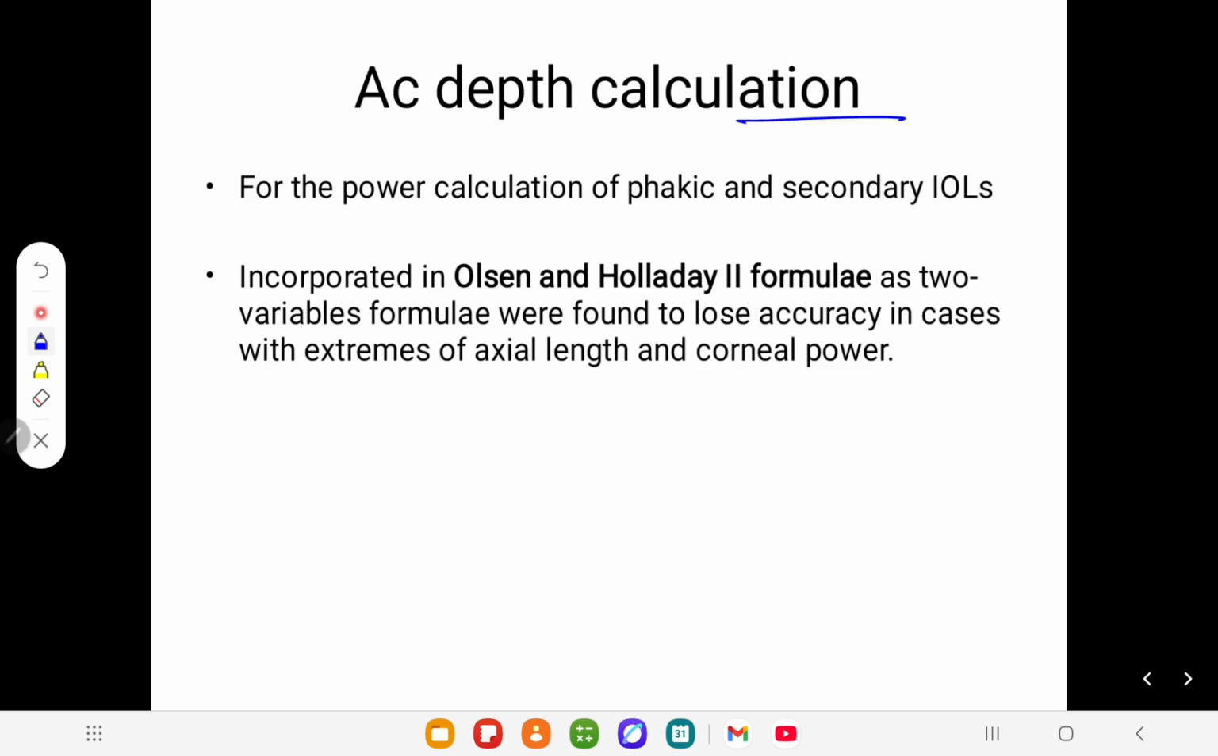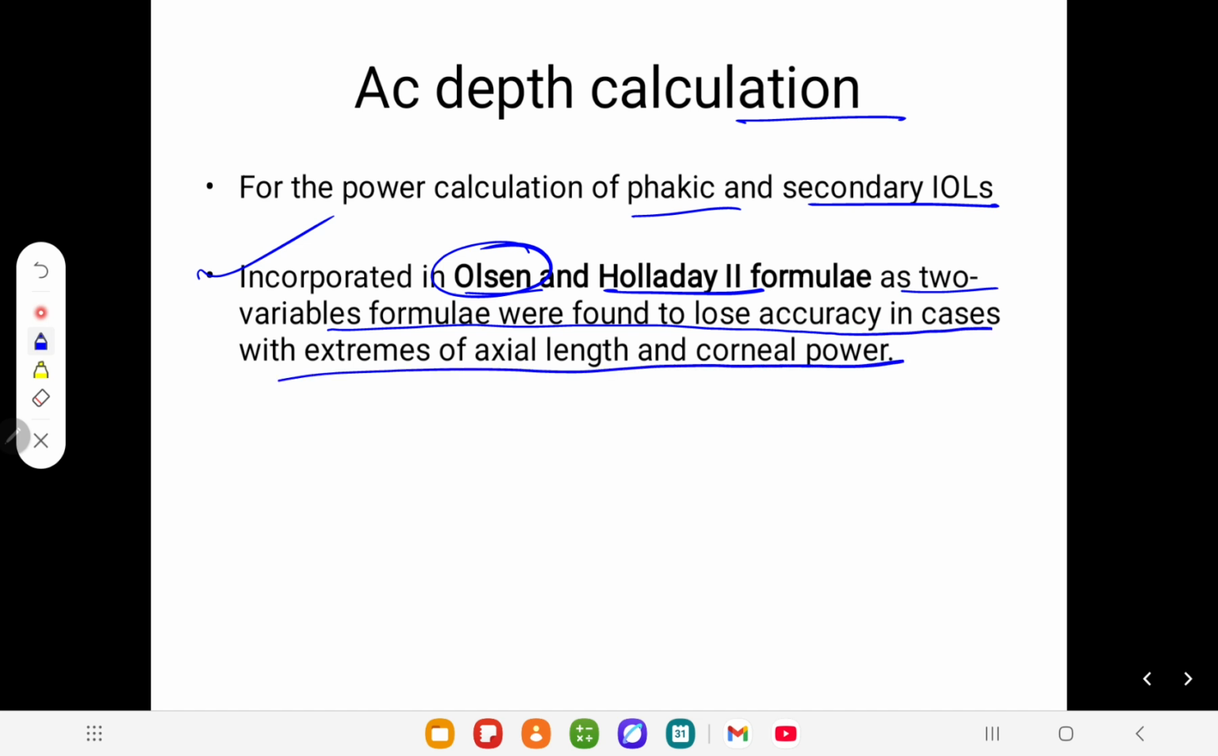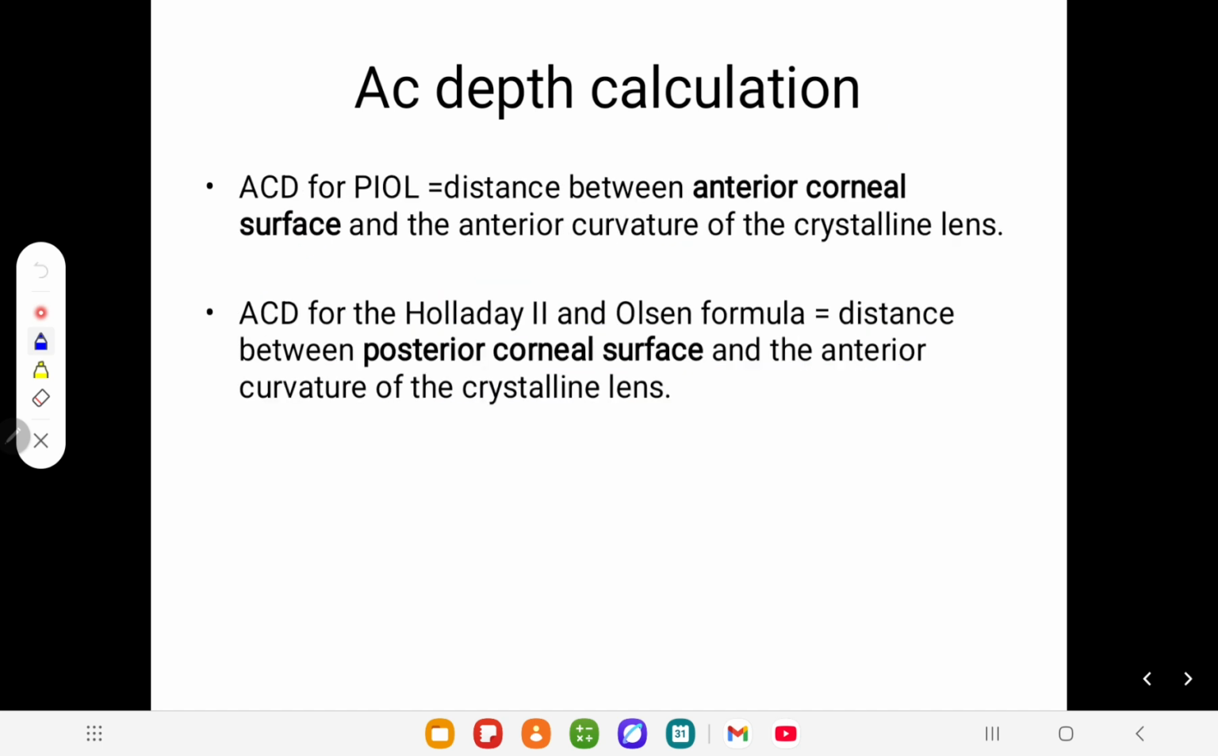So AC depth calculation. Basically, for the calculation of phakic and secondary IOLs, they incorporate the Olsen and Holladay 2 formulas. These are new formulas, isn't it? Two-variable formulas were found to lose accuracy in cases of extreme axial length and corneal power. So these are the formulas that are used with AC depth calculations. So ACD for the PCIOL is the distance between the anterior corneal surface and the anterior curvature of the crystalline lens. So ACD for the Holladay 2 and Olsen formula is the distance between the posterior corneal surface and the anterior curvature of the lens. So these are slightly different concepts. It's just the anterior cornea to the posterior cornea.